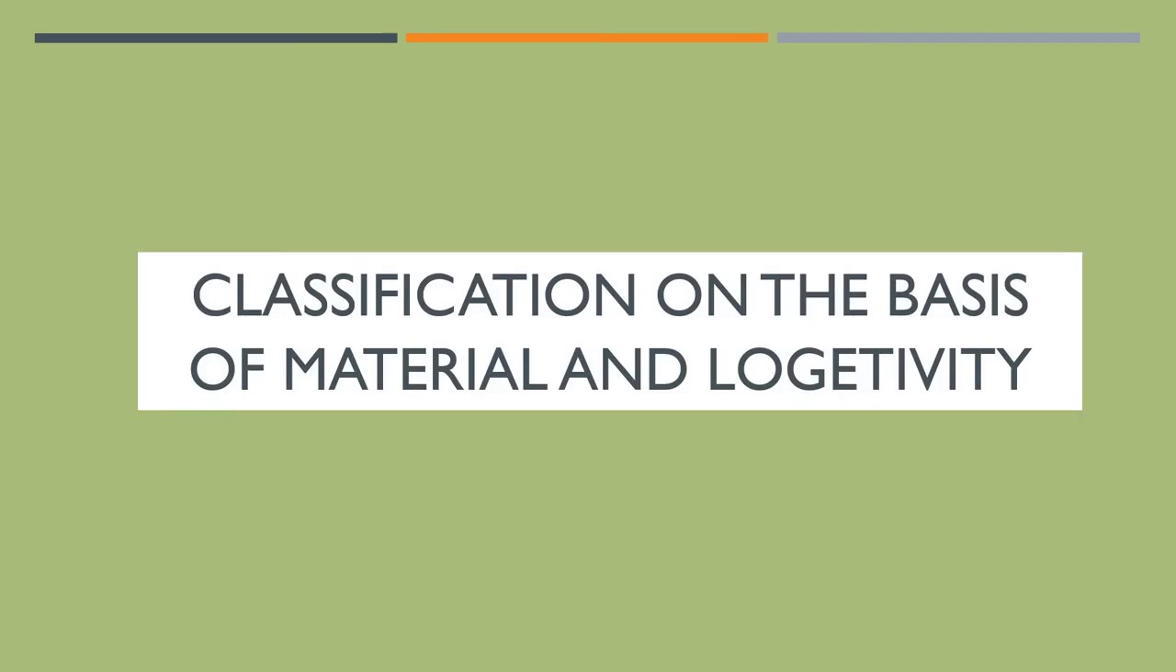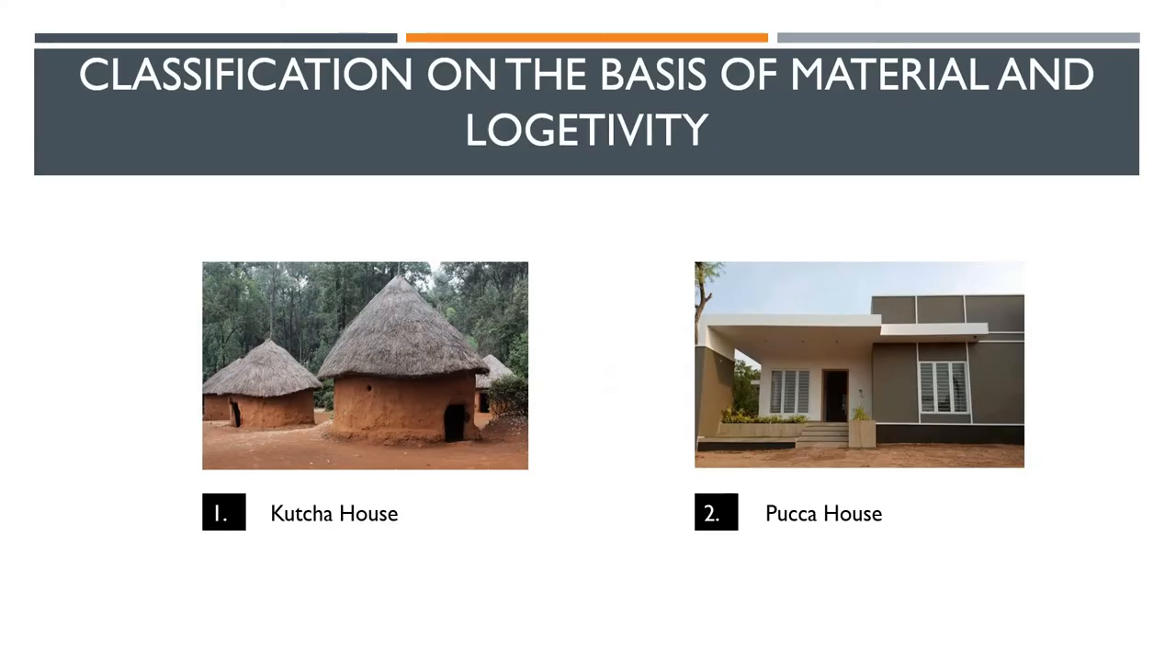The next classification is on the basis of material and longevity. On the basis of material longevity, there are only two types, which is a kacha house and a pakka house. In case of kacha house, your materials are mainly grass, leaves, bamboo, unburnt bricks, reeds, mud and wood. Whereas in case of pakka house, your materials are tiles, stone, bricks, glass, metals, etc.